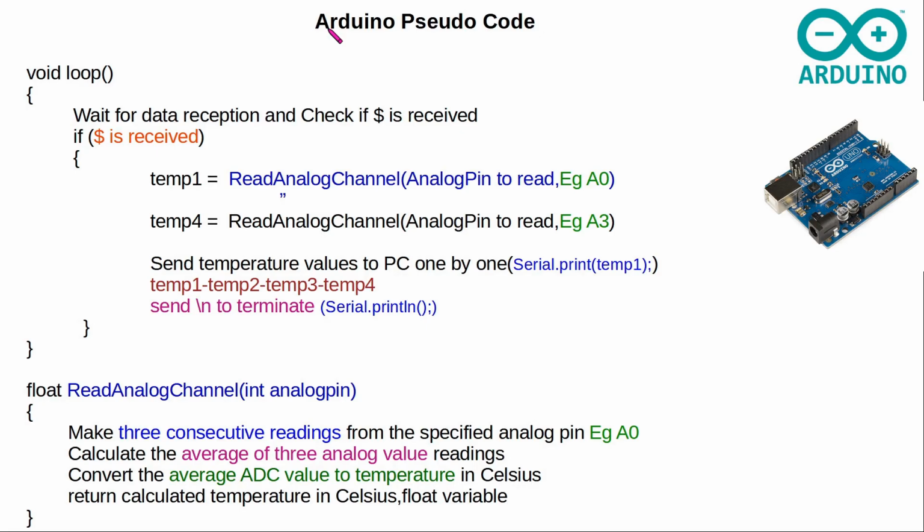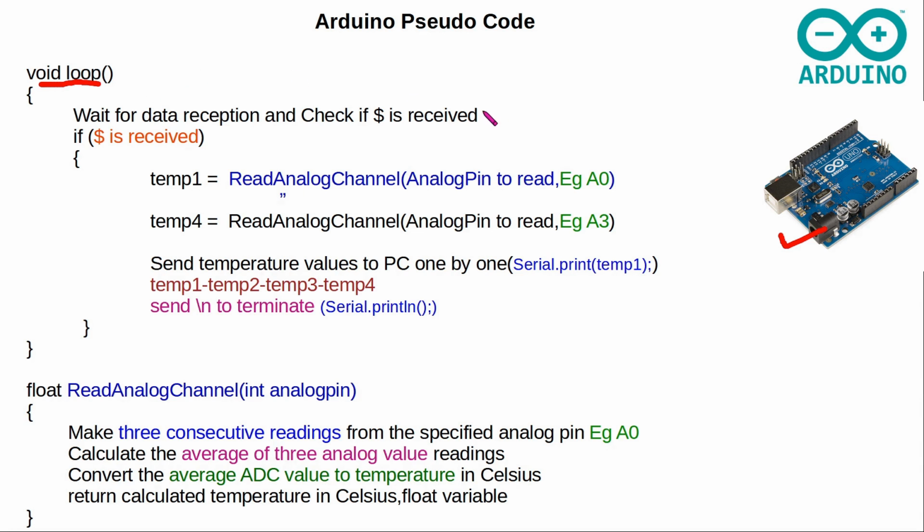Here we will explain the code that will be running on the Arduino. Now we have the Arduino here to which the analog signals will be connected. Now the Arduino code will have two sections. One is called the void setup, which I am not showing here, and the other one is called the void loop, which will continuously run.